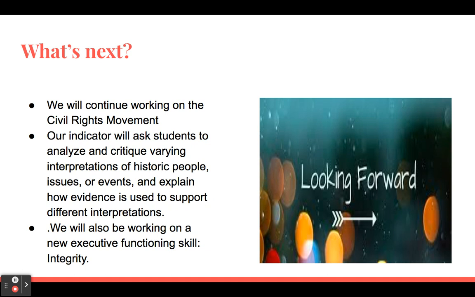What's going to be happening in the future? We will continue working on the civil rights movement. Our indicator will allow students to analyze and critique varying interpretations of historic people, issues, or events, and explain how evidence is used to support different interpretations, an indicator that you should be familiar with because we work on it every other unit. And we'll also be working on a new executive functioning skill, integrity.